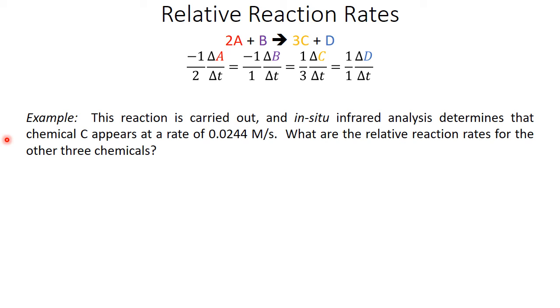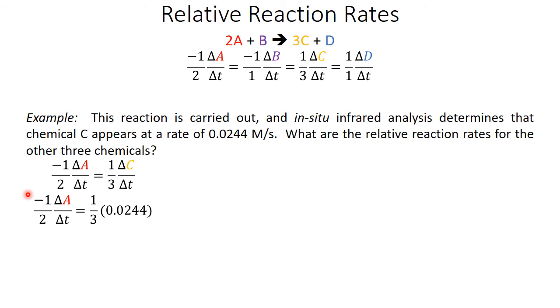Let's begin. We're going to take the terms for A and C out of our set of relative rates and set them equal to each other. So our negative 1/2 change of A over time equals 1/3 change of C with time. We're going to plug in that 0.0244 molarity per second we got in the problem, and now we just need to rearrange and solve for A. We multiply both sides by -2 to get rid of the negative 1/2 in the A term. That gives us -2 over 3 times 0.0244.